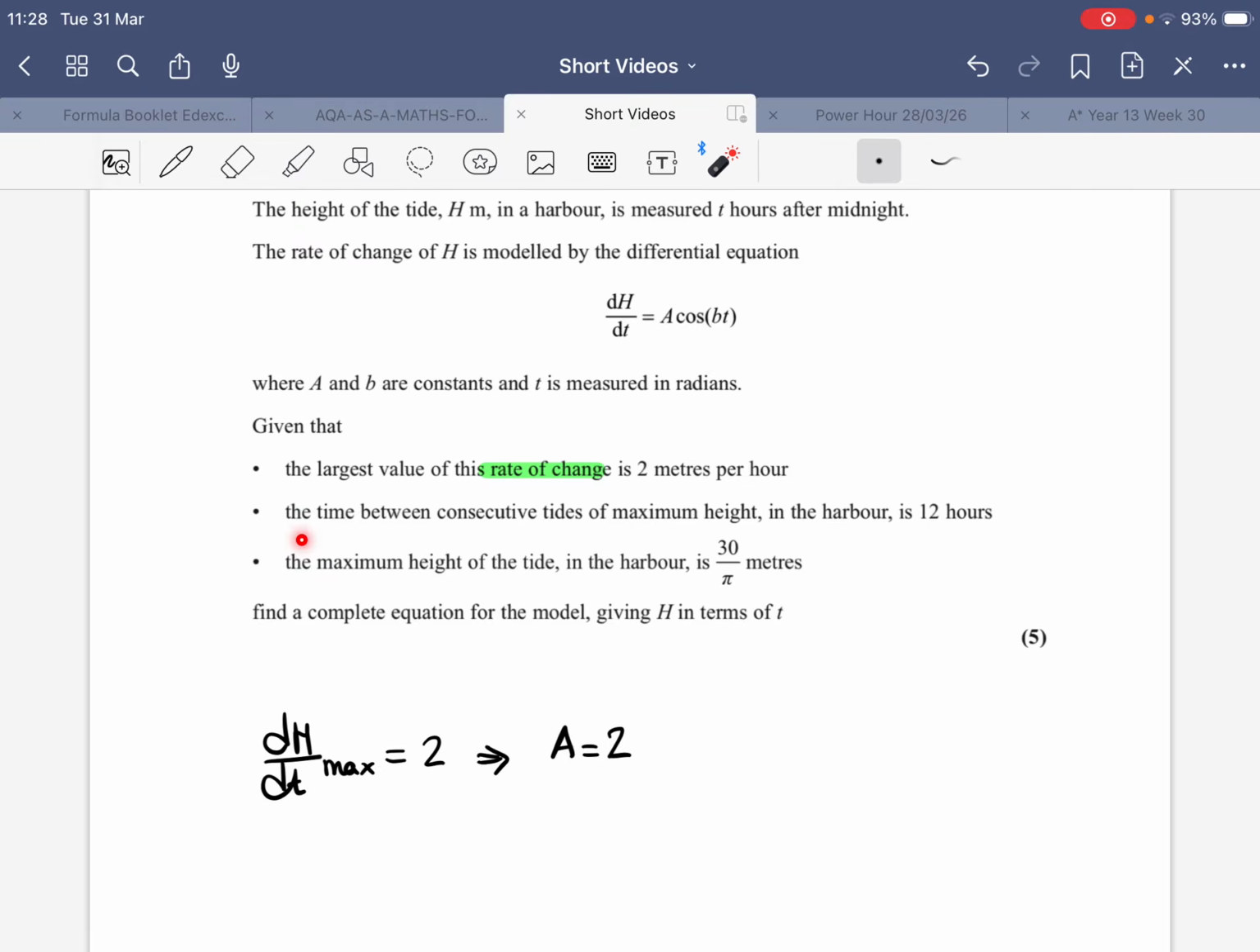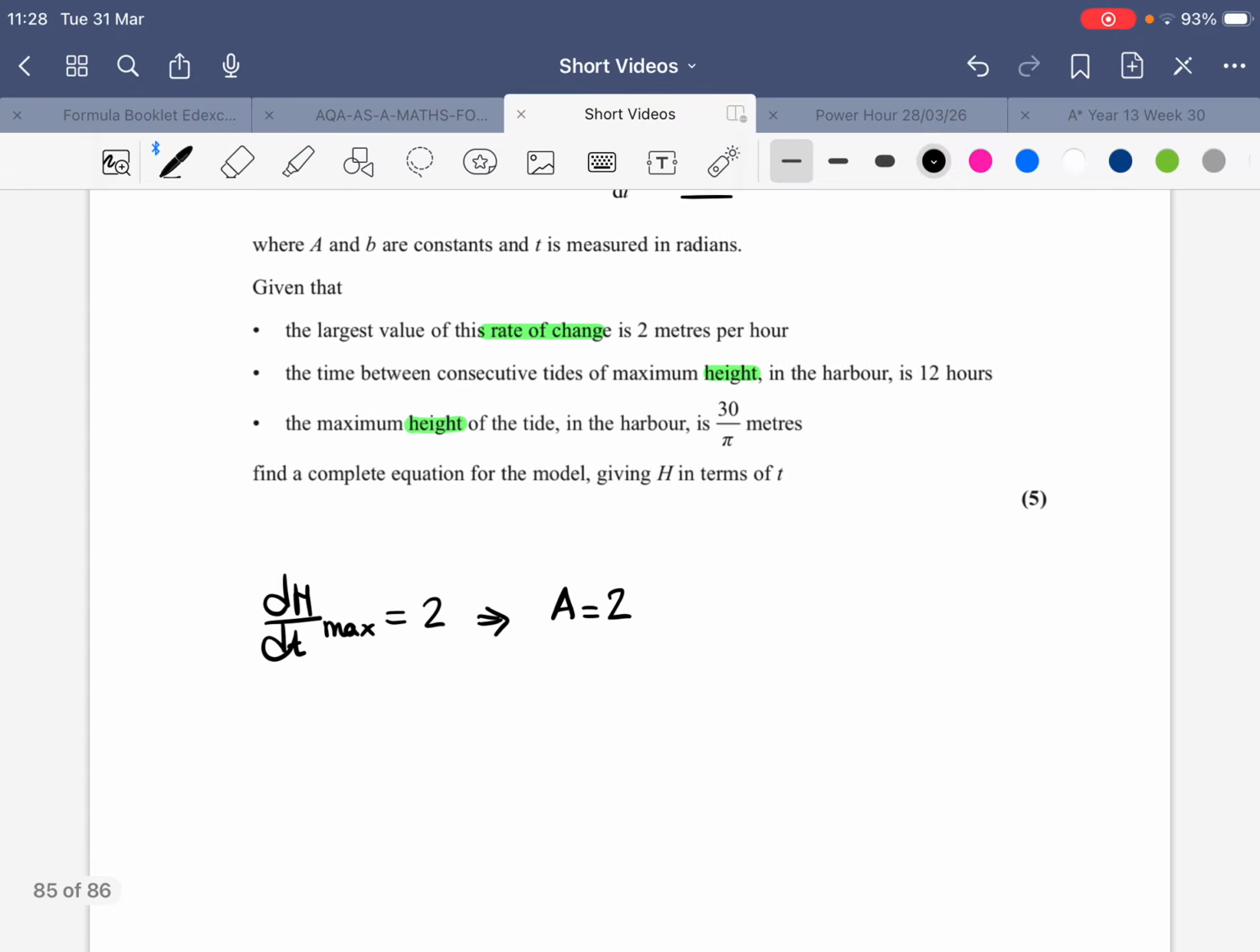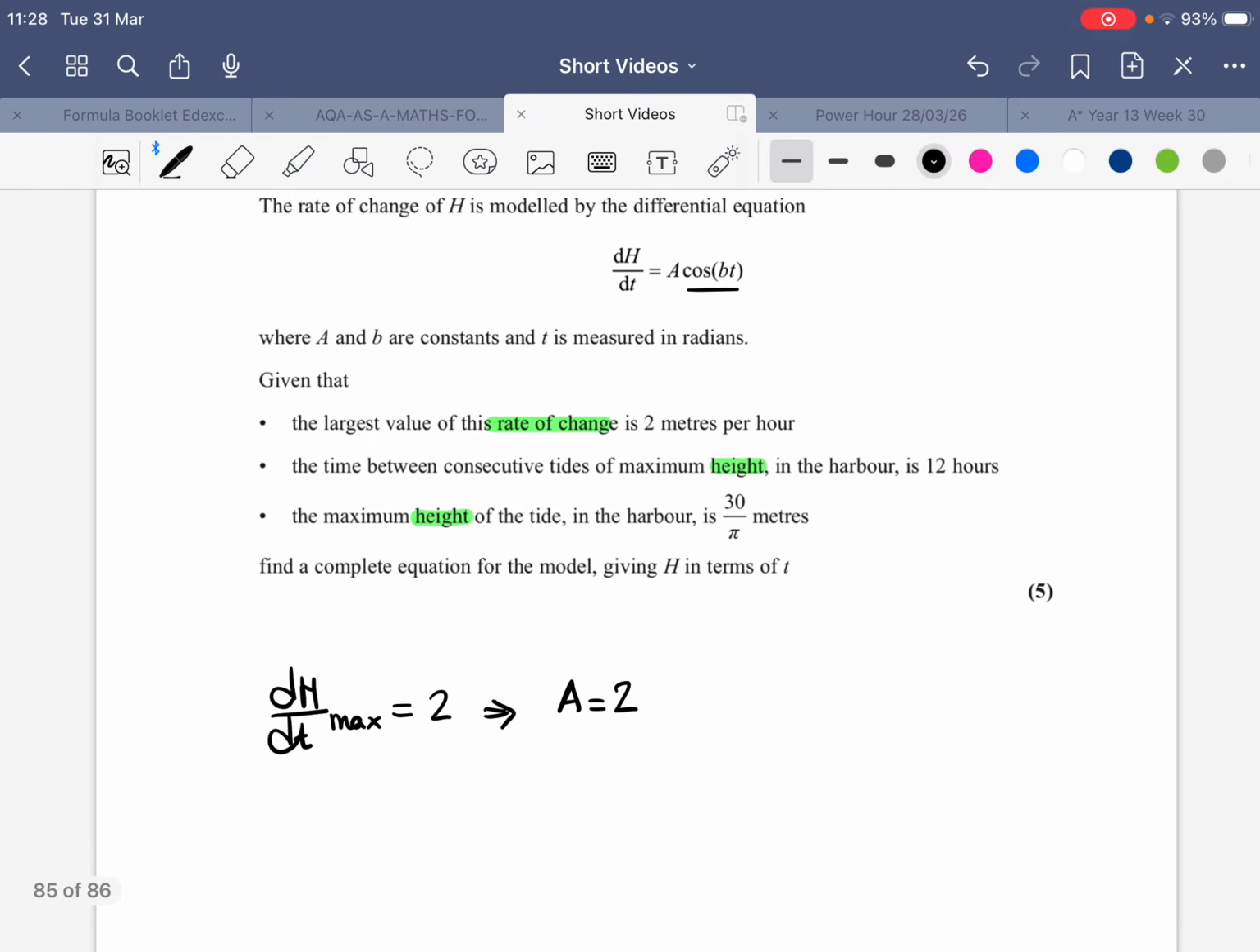Now, the time between consecutive tides of maximum height in the harbor is 12 hours. Now they are talking about maximum height, not the rate. That means we are not talking about this function, we are talking about h. So we are integrating this function. When we integrate this function, we are going to get a sine function. I'm going to show you, we can start integrating already.